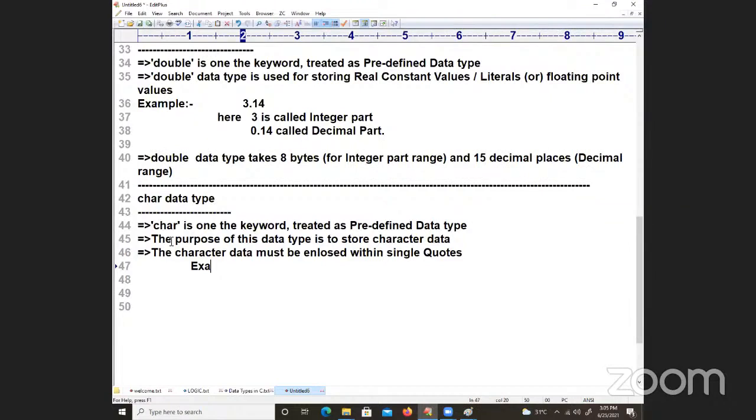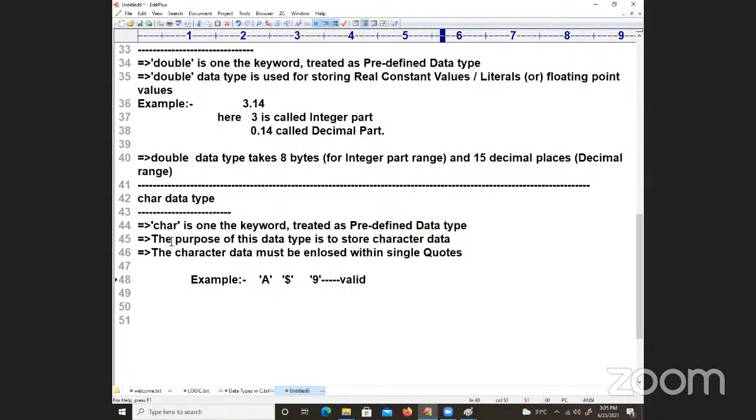The example is very, very simple. You need to write like this: A, within single quotes. Next, I will write a dollar symbol within single quotes. Next, I will write one digit within single quotes. These are all called valid.